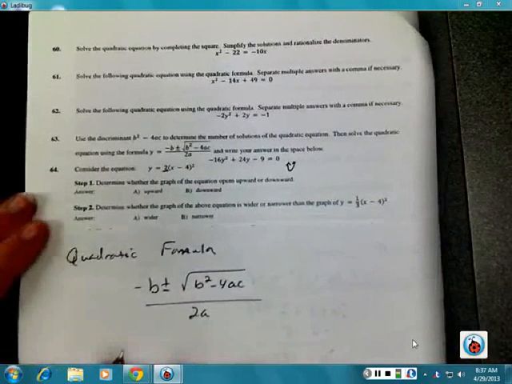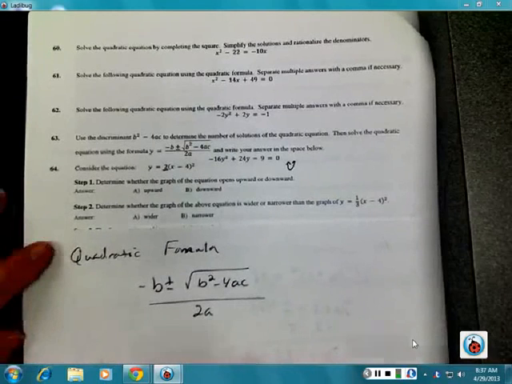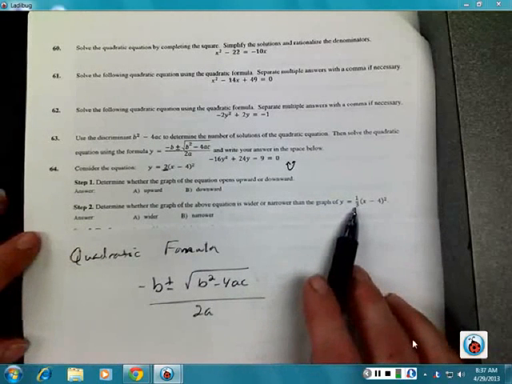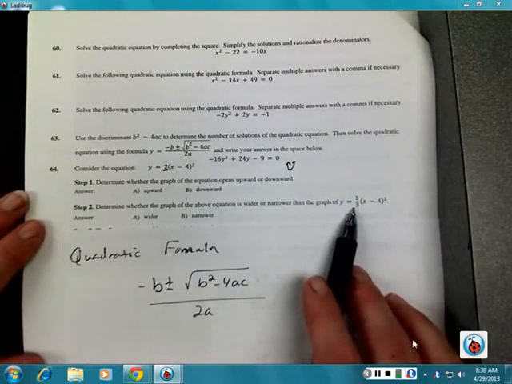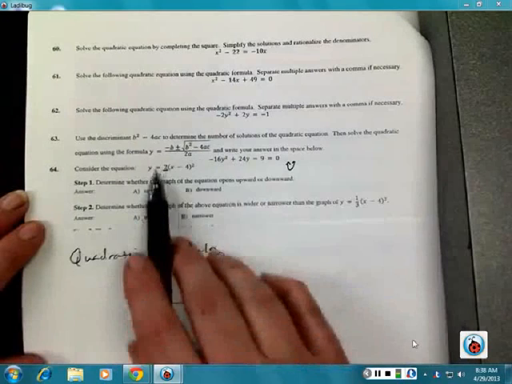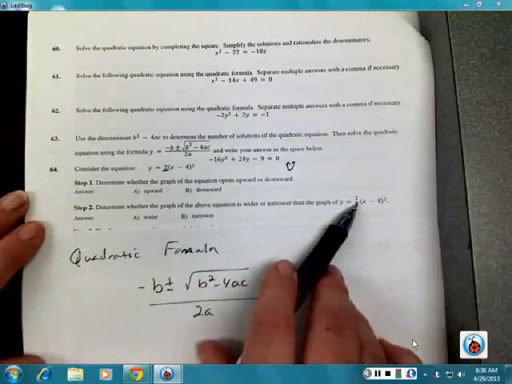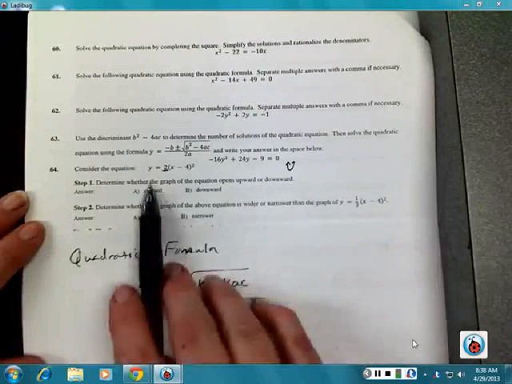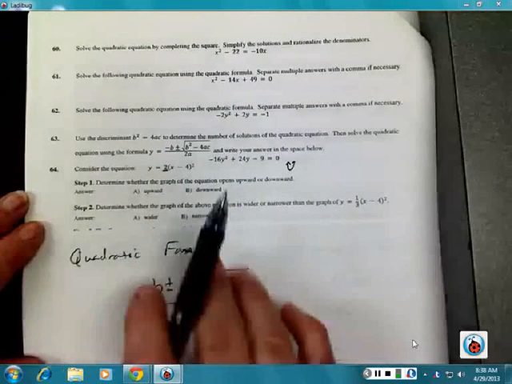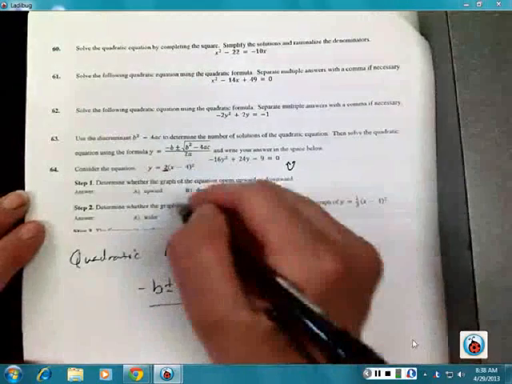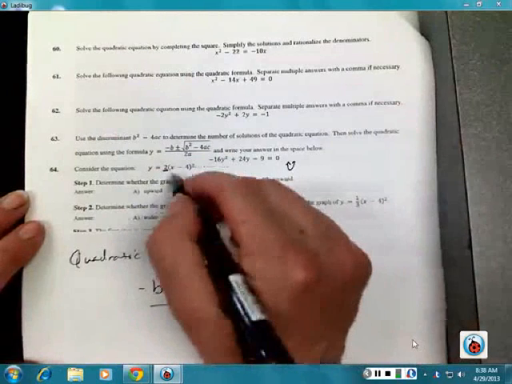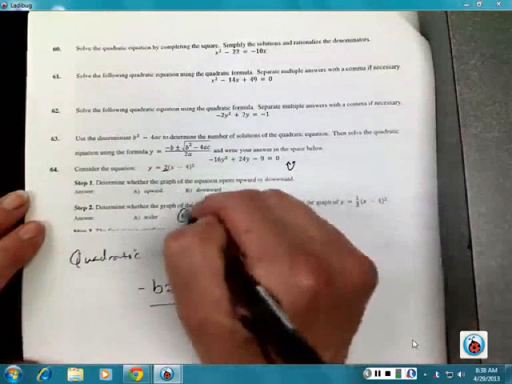Determine whether the graph of the equation is narrower than this graph. Is it narrower or wider? Narrower, right, because this is a 2 and this is a third. Remember, fractions make it wider, and whole values make it narrower. So it's going to be narrower than that.